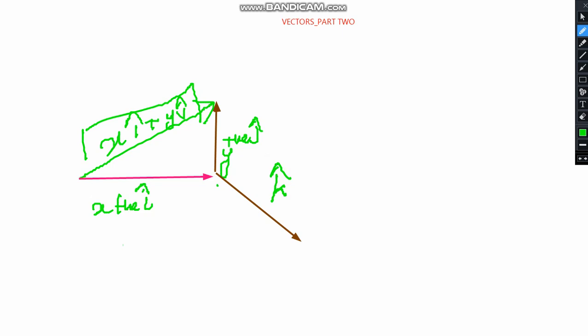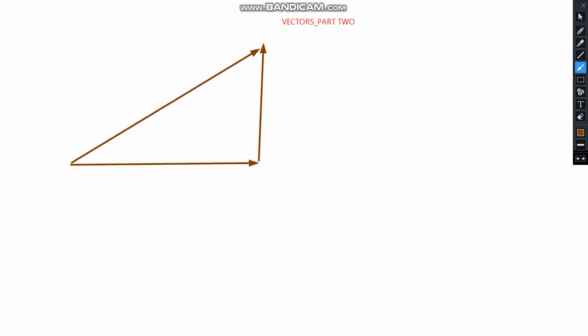Okay, so this i cap and j cap are very important to understand in many ways. So let's try to solve a sum. Basically, there is a vector like this, and there is also another vector pointing towards this. Try to find this vector. So this may be a vector, b vector, c vector. This is actually the triangle of addition. I will be teaching that shortly in the next part.